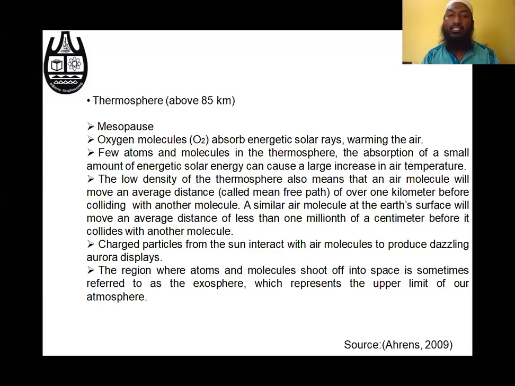The low density of the thermosphere also means you have to travel a long distance to find another molecule. We call it a mean free path of over 1 kilometer before colliding with another molecule. That means one molecule is here, and you travel a couple of kilometers to find another. Sometimes charged particles from the sun interact with the air molecules in this region, and that produces the dazzling aurora displays.